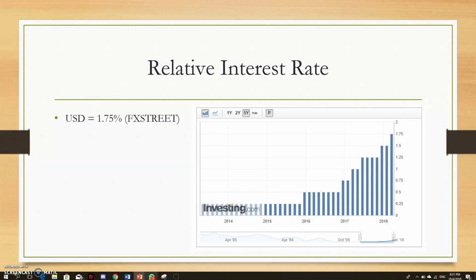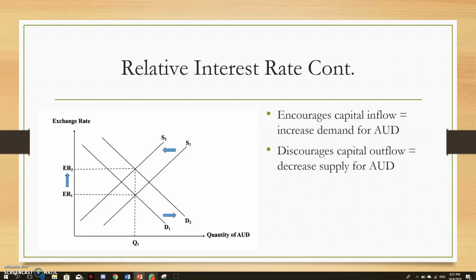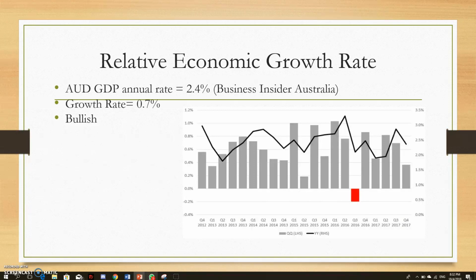While the US has an interest rate of 1.75% according to the FX rate. With the information provided by the RBA and the FX rate, we can calculate the real interest rates of the AUD and the USD. Australia has a real interest rate of negative 0.4%, while the USD has a real interest rate of negative 0.35%. Since Australia has a higher interest rate than the US, this encourages capital inflow, causing the demand for AUD to decrease. This also discourages capital outflow, which decreases supply for AUD.